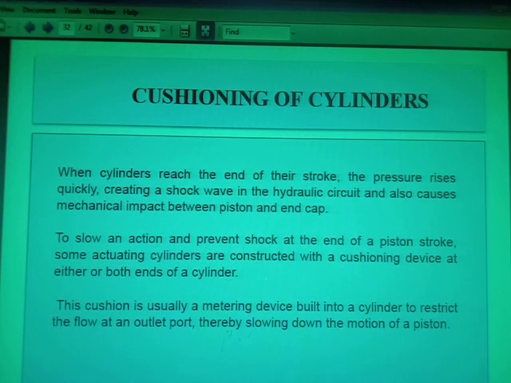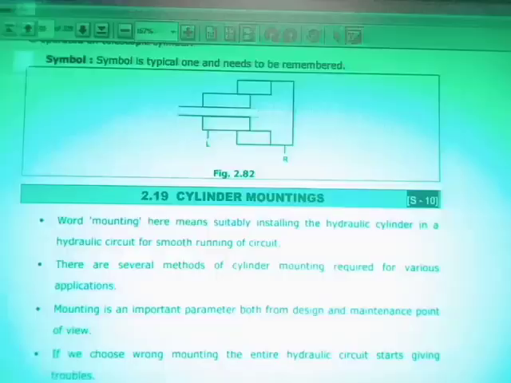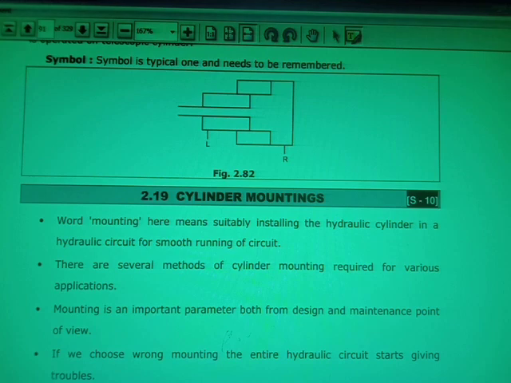Alright, so this is the hydraulic cylinder. Now, in tomorrow's lecture, the remaining part I will tell.